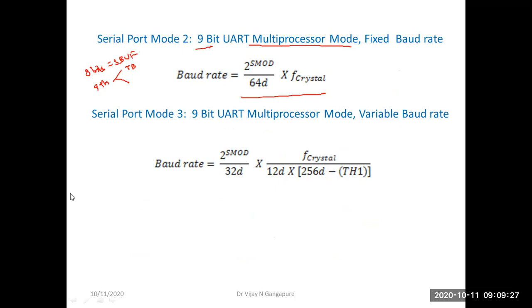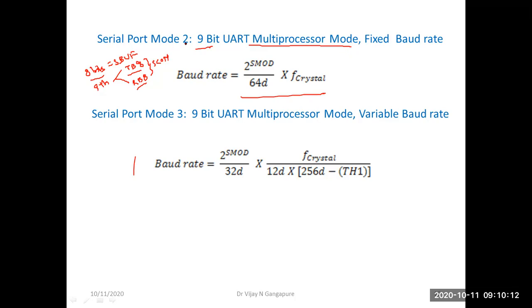In case of transmission, that bit will be loaded into TB8 in SCON, and in case of reception, that bit will be available in the RB8 bit of SCON. So these two bits are in the SCON SFR. During transmission we load 8 bits in SBUF and the ninth bit in TB8. While receiving, the 8 bits will be received in SBUF and the ninth bit in RB8. In this way reception and transmission happen in 9-bit UART multiprocessor mode.